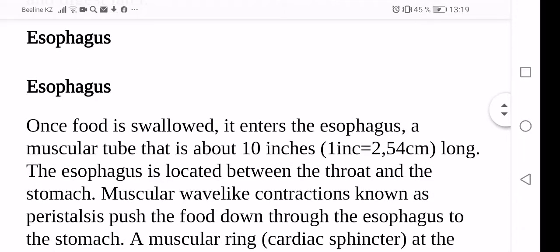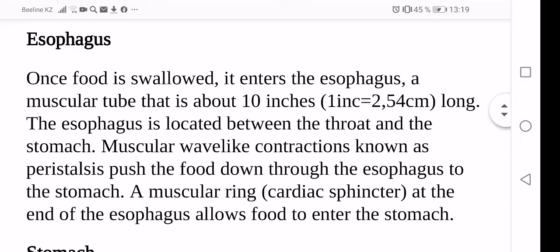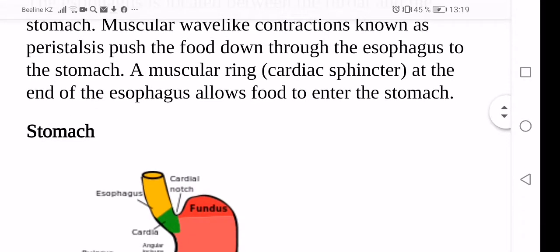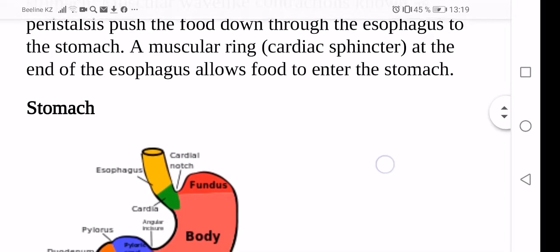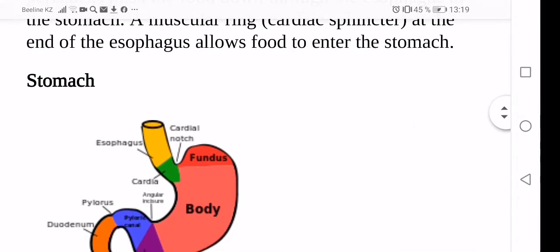Esophagus. Once food is swallowed, it enters the esophagus, a muscular tube that is about 10 inches long. The esophagus is located between the throat and the stomach. Muscular wave-like contractions, known as peristalsis, push the food down through the esophagus to the stomach. A muscular ring, the cardiac sphincter, at the end of the esophagus allows food to enter the stomach.